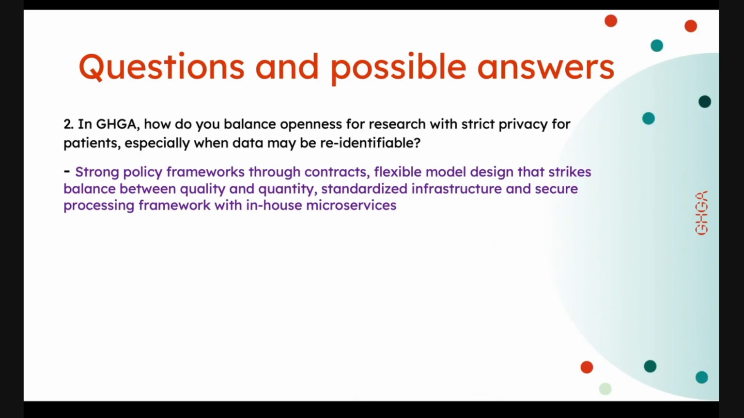I think the second question was, how do you balance openness for research with strict privacy for patients, especially when data is re-identifiable? I think I mentioned, we really need strong policy frameworks in terms of contracts, and the model design should also be a bit more flexible. So whenever you see some kind of risk, you should be able to either reduce the model size or expand the model. And of course, a strong balance between quality and quantity is also very important to make the data reusable with no re-identification.